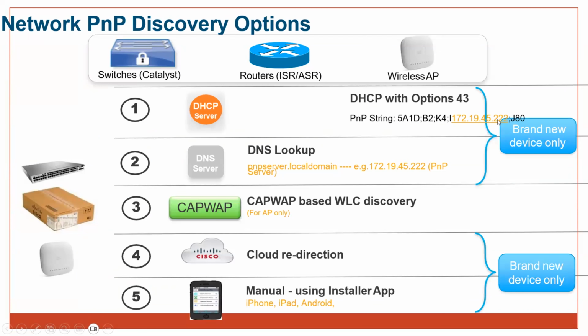Now about this string and all, don't worry. I will cover this part in the DNA section, because in DNA we are using such a string. Everything has meaning, like 5A, 1D, B2, K, J for HTTP. Then we have something for HTTPS, like that. I think I have one or two slides just explaining the meaning of this string and this option 43. Okay, so I'll cover this later.